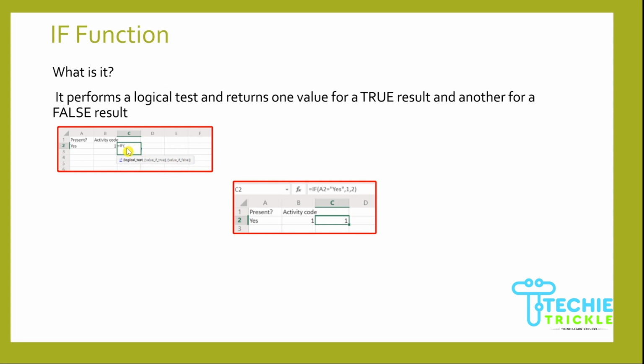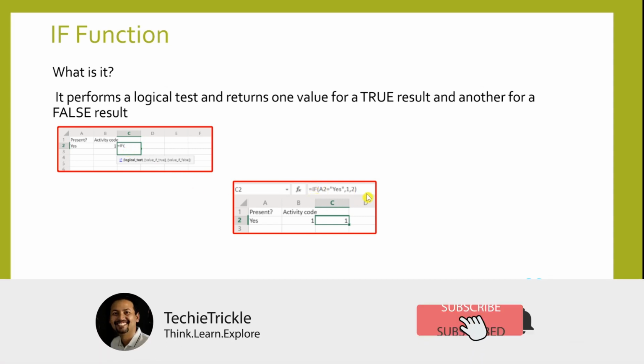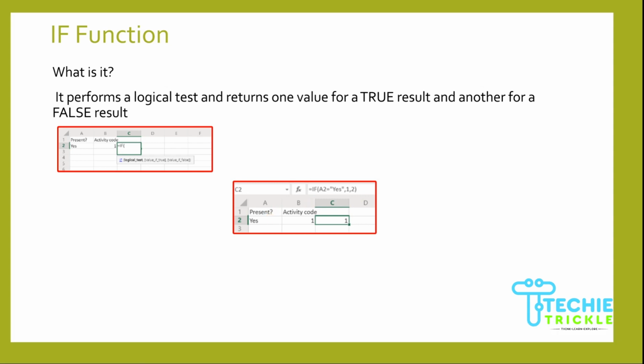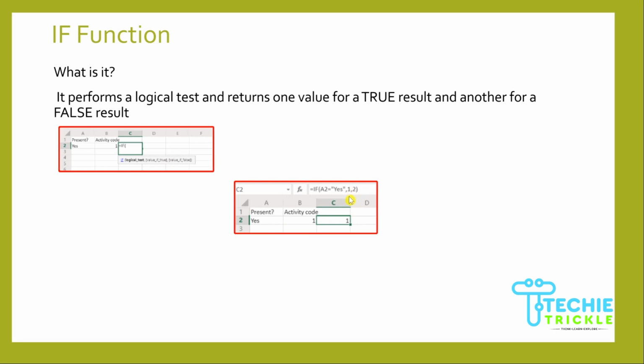Now, if I complete this particular if statement, this is a very simple statement that I have here. For example, if the student is present or absent, I say is he present, and I say yes, and if it is yes, then I'll have an activity code as 1. So the way I will write a very simple if function is, if this particular cell is yes, then I will have the first value, that is the value of true, as 1, and if it is not true, if it is false, then it will carry a value of 2. So that's a very simple if function.